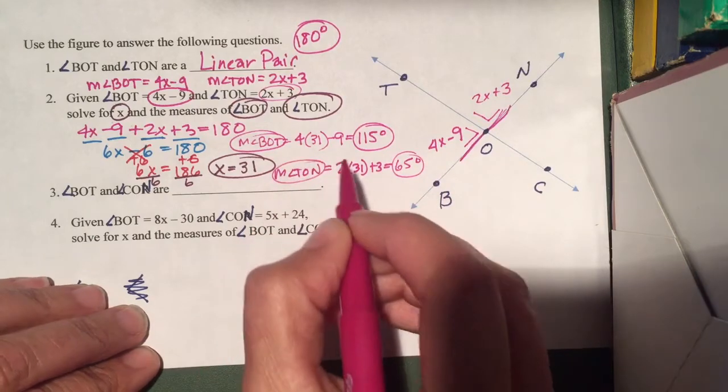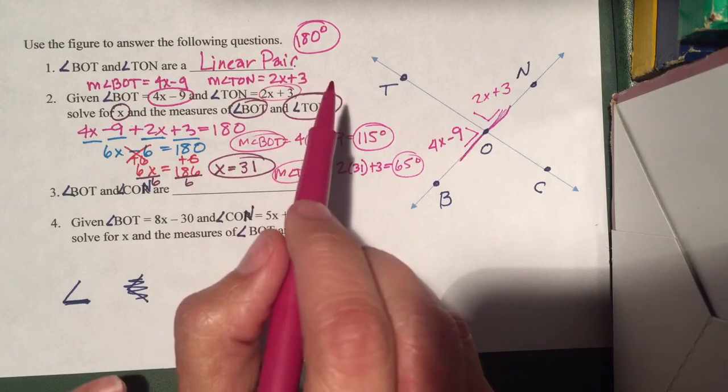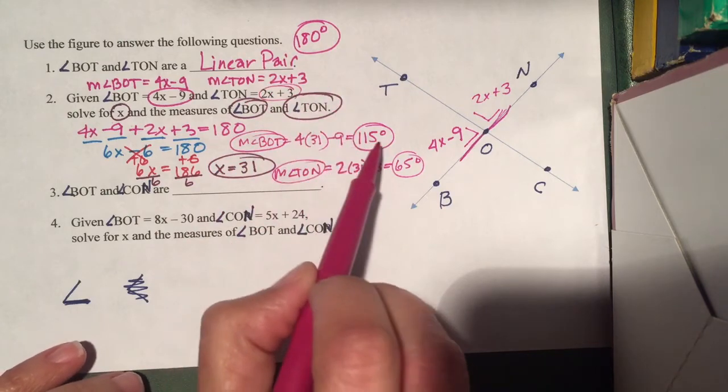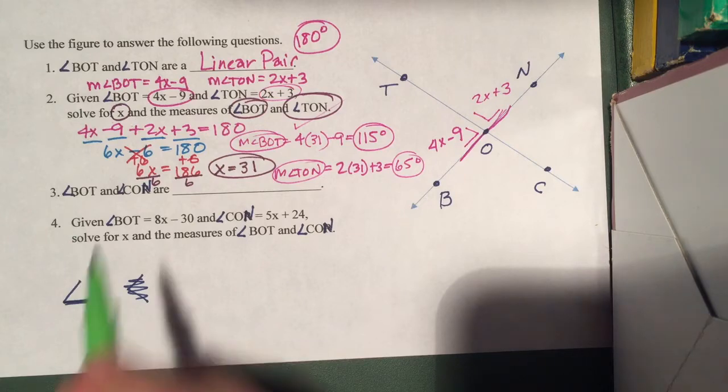And that's TON. Now we can check our answer, because what are they supposed to add up to? 180 degrees, right? So 115 plus 65 is 180. So therefore, the answers are correct. So now let's look at the next one. Remember I said these are independent of each other.